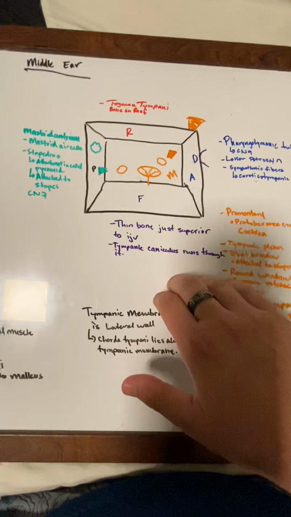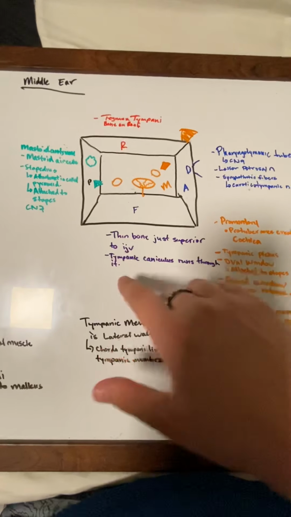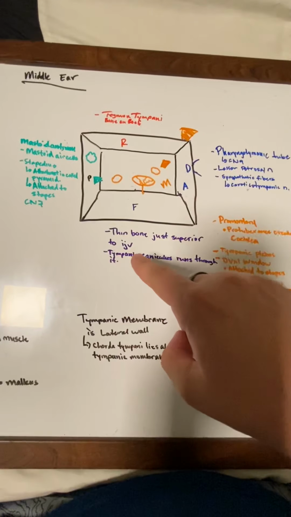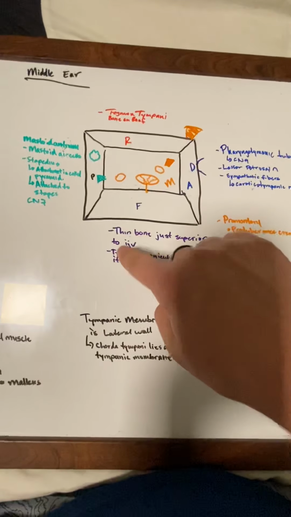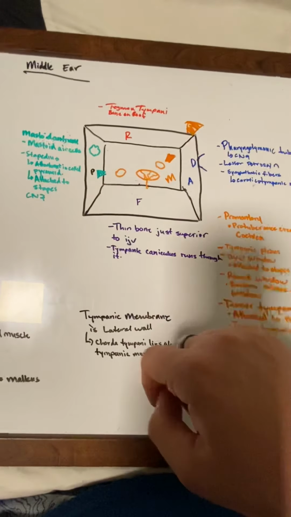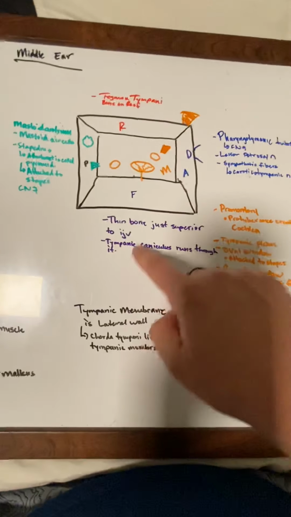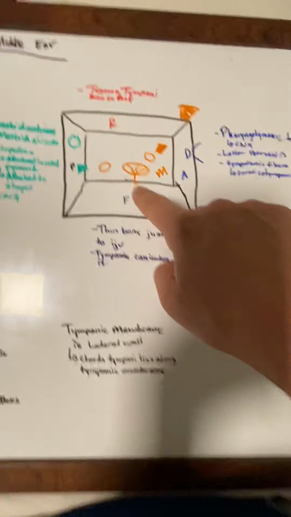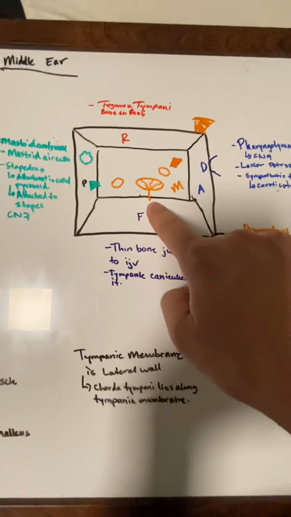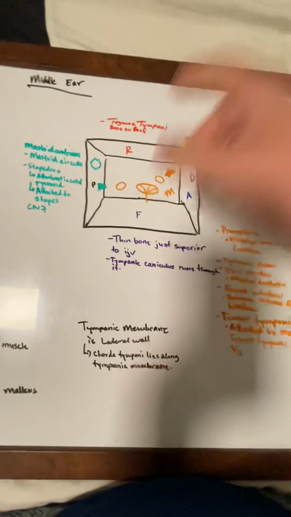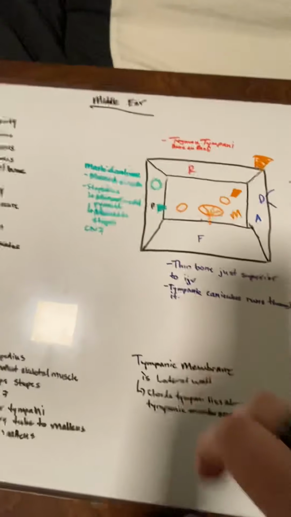We'll go to the floor now. It's a thin bone again, and it's just barely superior to the internal jugular vein. So the internal jugular vein runs right underneath it. The tympanic canaliculus runs through it as well. So right here is that tympanic canaliculus, and then it goes up into this promontory, which we'll talk about in just a second.